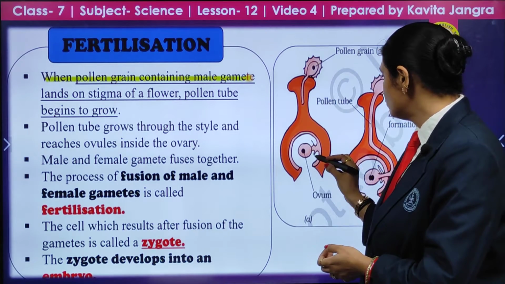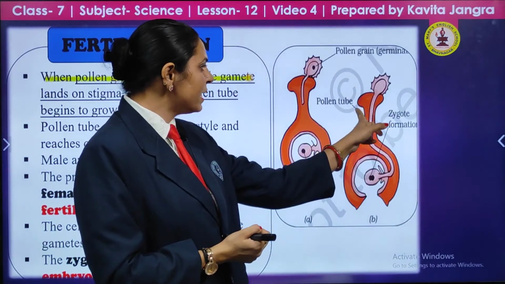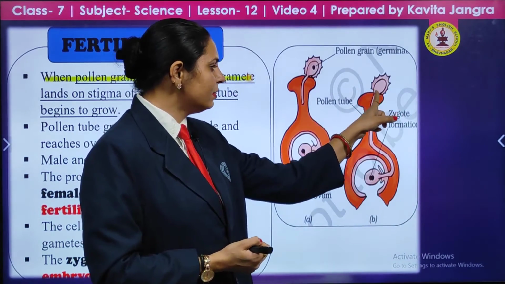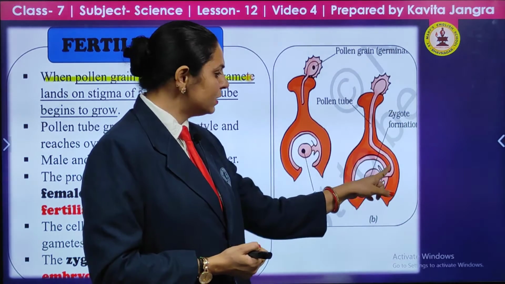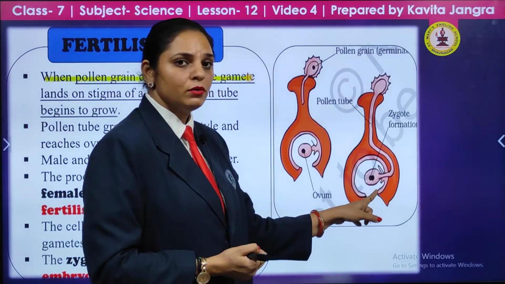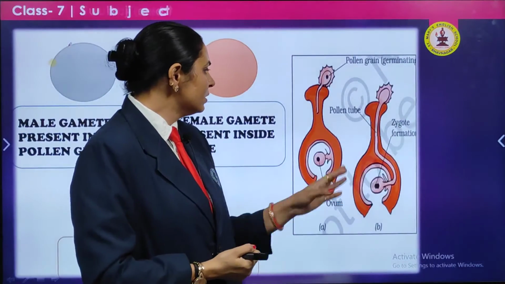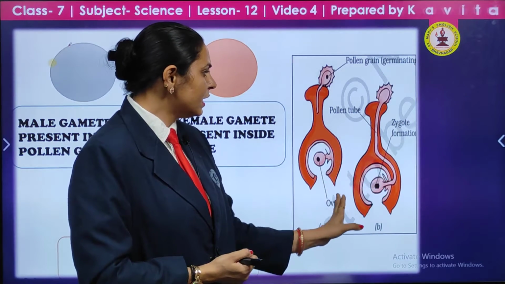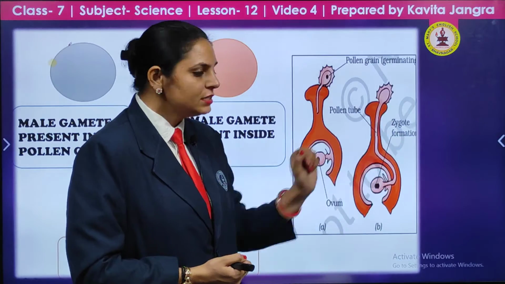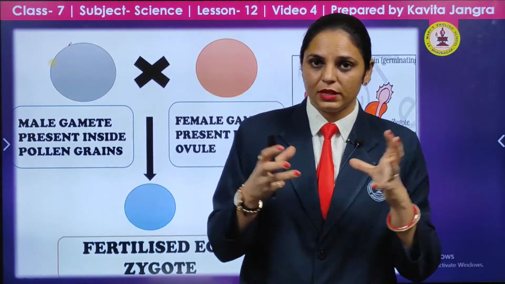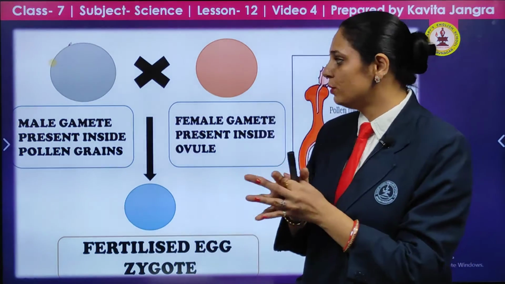Now, when the fusion occurs, as here it has started germinating, the male part, the pollen tube, will germinate and fuse with the egg present in the ovule. Now what is happening here? Zygote formation. When the pollen tube fuses with the egg cell, a zygote is formed.